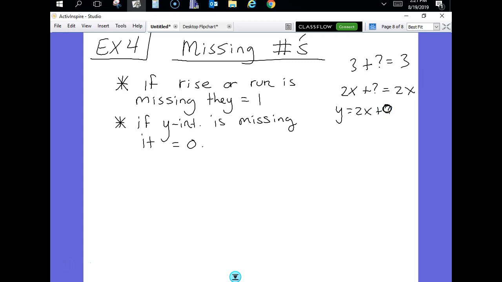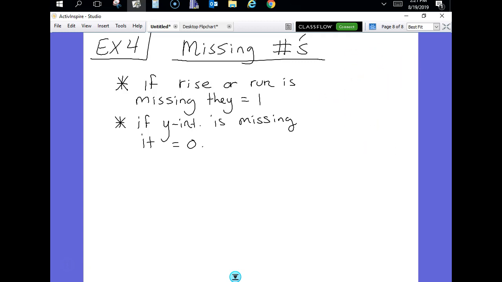But a little bit of a different story for slope and y-intercept. So for instance, how about this? 3 over what equals 3? 1, right? So if you have y equals 2x, well, what's really the run that's hiding there? It's 1, right?